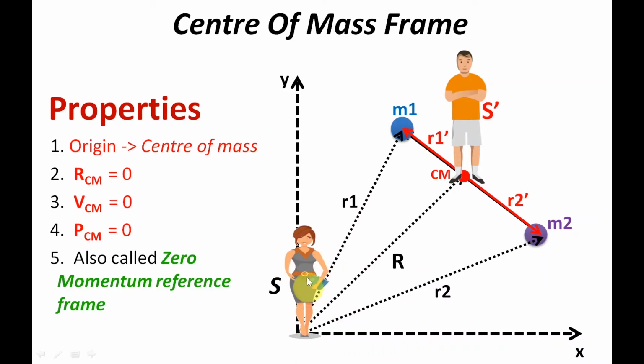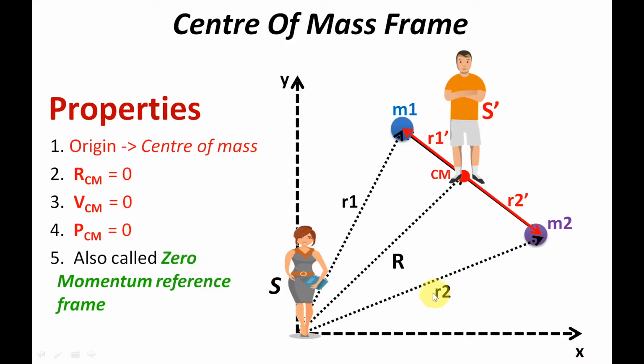As I discussed, this lady is the observer of a laboratory frame of reference, and this is the x-axis and this is the y-axis. These are the laboratory frame axes. Now according to this lady, the position vector of m1 is r1, the position vector of the center of mass is r, and the position vector of mass m2 is r2.